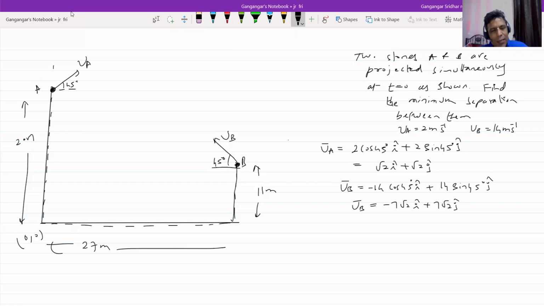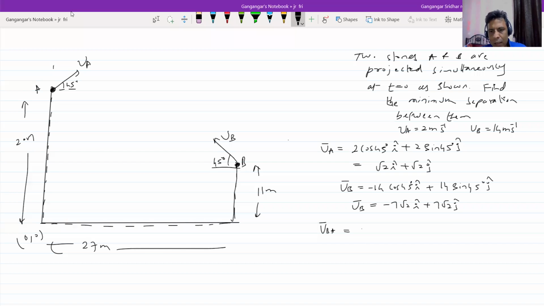What shall I do here? You can describe the motion of stone A with respect to stone B, or the motion of stone B with respect to stone A. Either option you can pick up. Let me do UBA, the motion of stone B with respect to stone A. After class, you can try stone A relative to stone B, and you'll get the same answer. Maybe the diagrams will be different. In exams, don't waste time with that. You pick up any one and you'll get the answer.